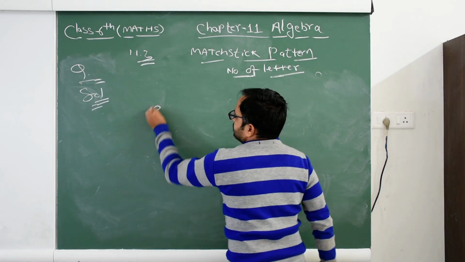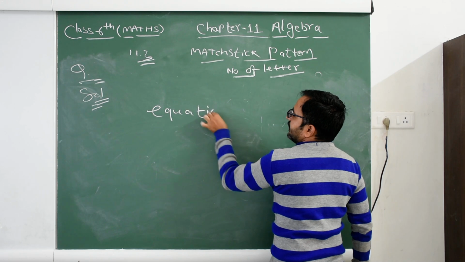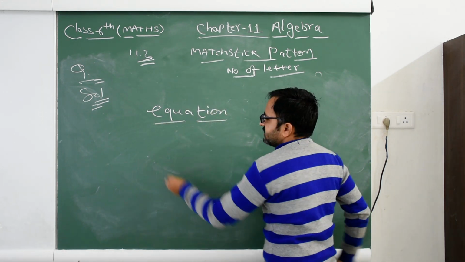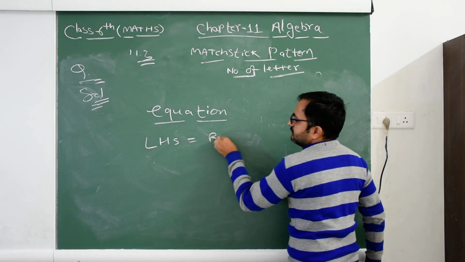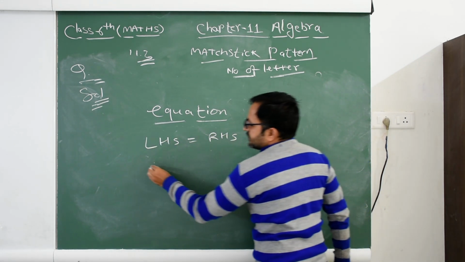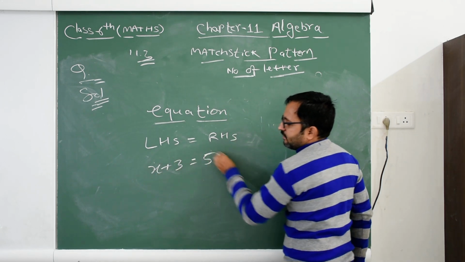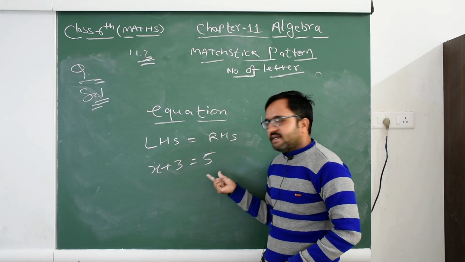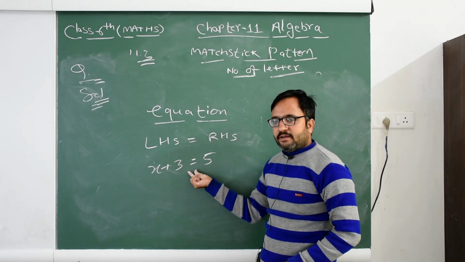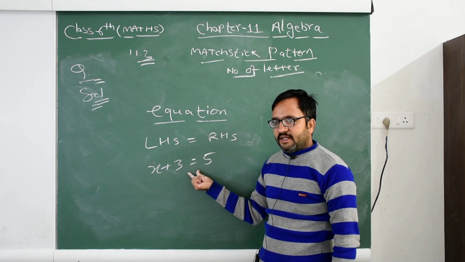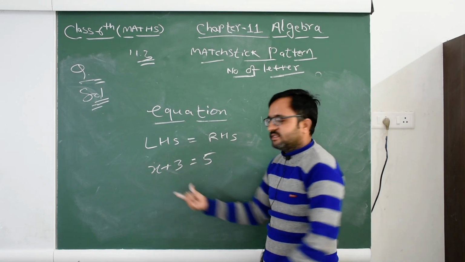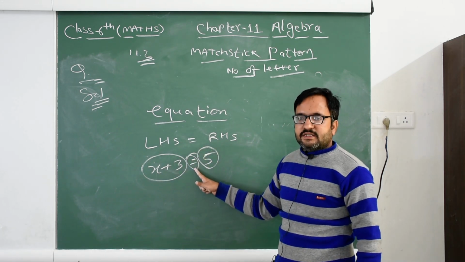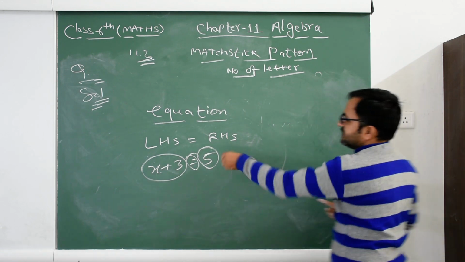An equation has two sides, that means LHS equal to RHS. For example, x plus 3 equal to 5. An equation has two different sides, LHS and RHS, and in between we put the equal sign. This is your LHS and this is your RHS, and here the equal sign will be put. So this is called an equation.